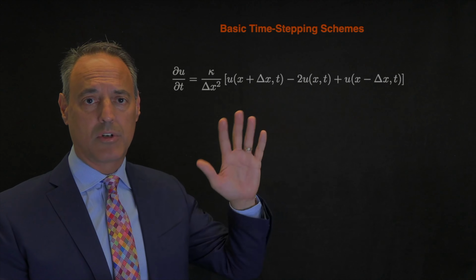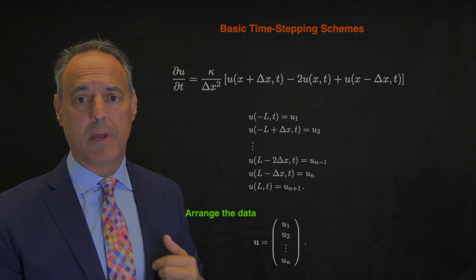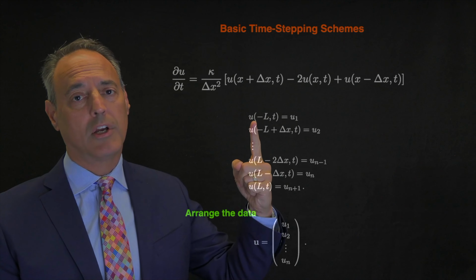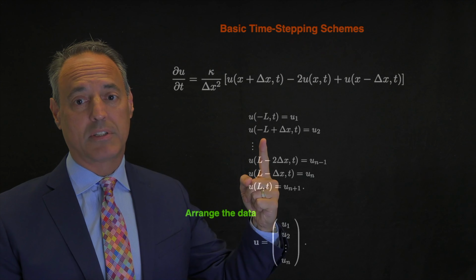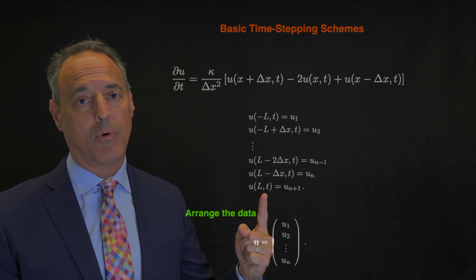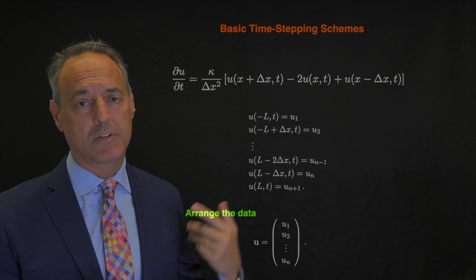Once you've got this, we're going to organize the data. So let's go back to our discretization scheme here. Organization of the data is we're going to make a vector u, and u will contain all the points from negative L plus delta x, negative L plus 2 delta x, all the way to U of L, which is the endpoint here. We're going to have periodic boundary conditions on this to start with.